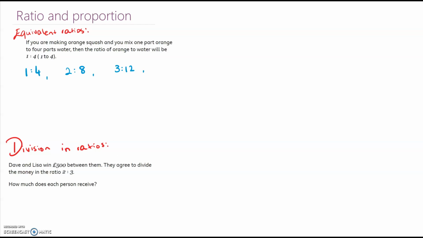They are all what we call equivalent ratios because they are all in the same proportion to each other. We can divide 3 to 12 by 3, and we end up with 1 to 4, which is the same as what we originally started with. Perfect. Next one is division in ratios.